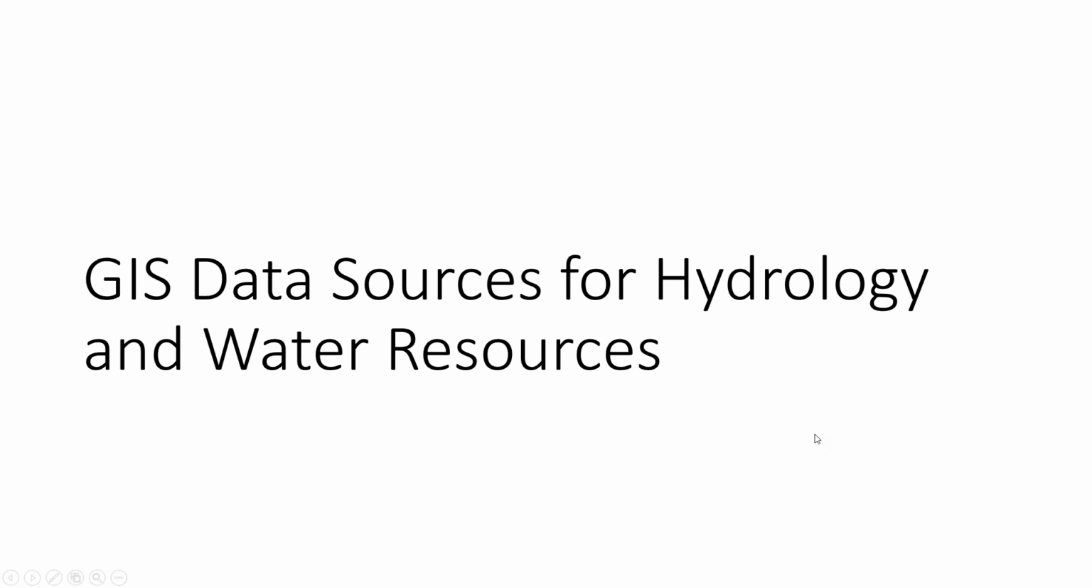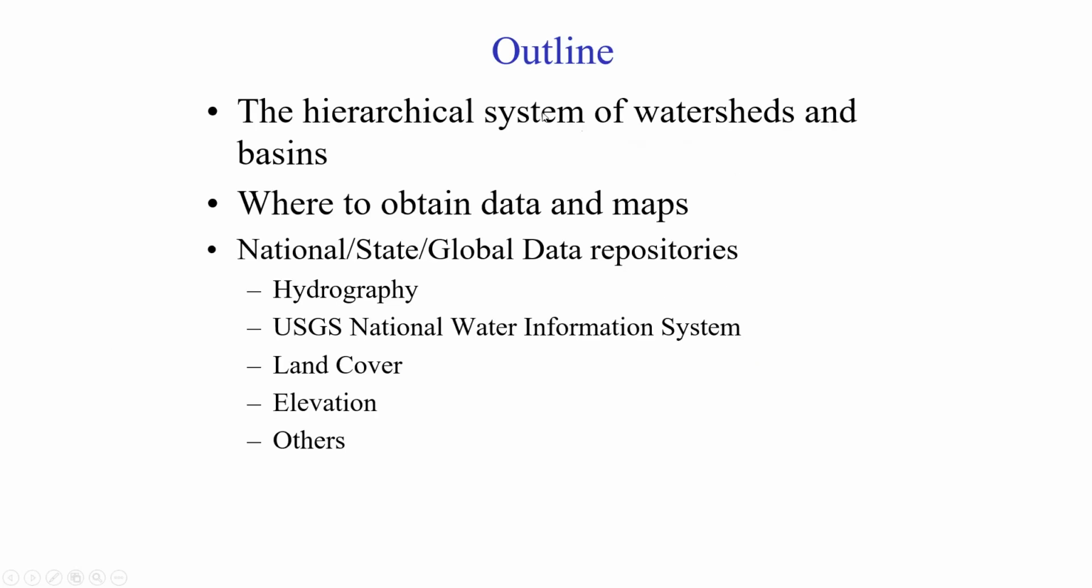So now I'm going to use the last part of the lecture to talk about some of the data sources for hydrology and water resources. When we're building up the base map in the class on Thursday, we'll go through some of these. There's a hierarchical system of watersheds and basins used in the US, and I'll just touch on some of that. And I'll also talk about where to obtain some of the data and maps that we use nationally in hydrology for things like hydrography.